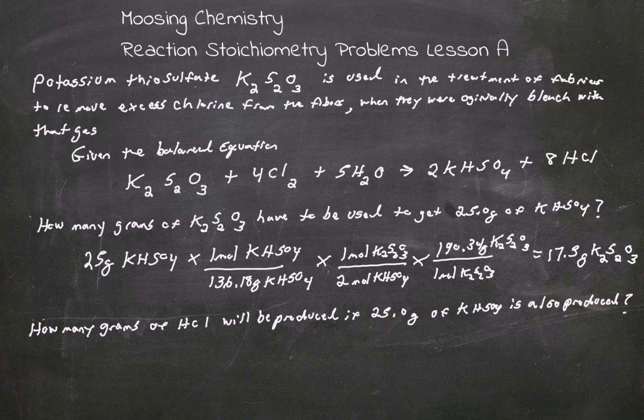So now, the next question says this. How many grams of hydrochloric acid will be produced if 25 grams of KHSO4 was also produced? So now we're going to set this up again. We're going to go 25 grams of KHSO4 times 1 mole of KHSO4 divided by 136.18 grams of KHSO4. Remember, we got that by finding the formula mass, which we did in the problem above. So you can use that number here too.